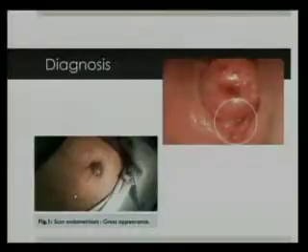You're going to see a couple pictures here. You see the scar endometriosis. We've seen a couple around the last couple years. And then the lesions on the cervix.